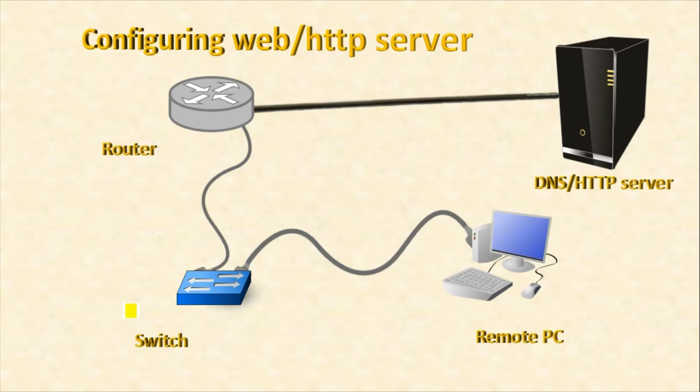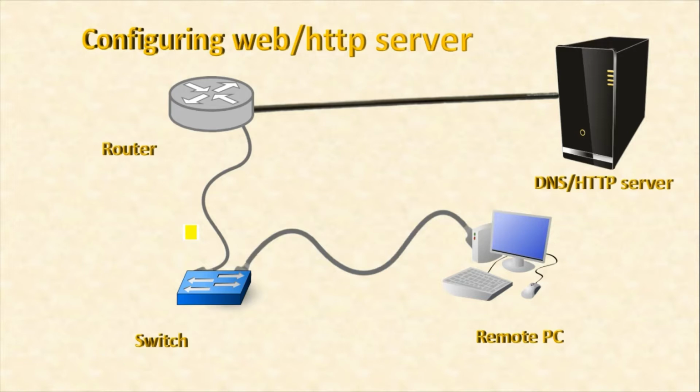So today's topic is how to configure a web or HTTP server in Packet Tracer. This is a very easy topic. So let's begin with how we can configure it. Here I have taken a pictorial diagram.